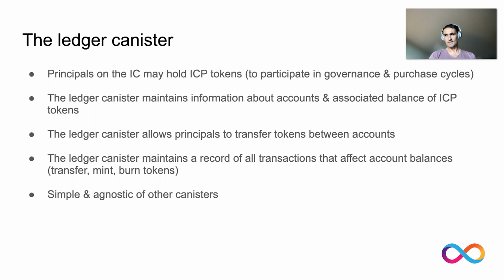The ledger canister will maintain information about the balances, as I described earlier, who has how many ICP tokens, and will also allow owners of accounts to transfer ICP tokens from one account to another. The ledger canister will record all such operations that affect the balances by maintaining a so-called transaction ledger. Right now, there are three kinds of operations that change balances: transferring between accounts, minting tokens to accounts, and burning tokens from accounts.